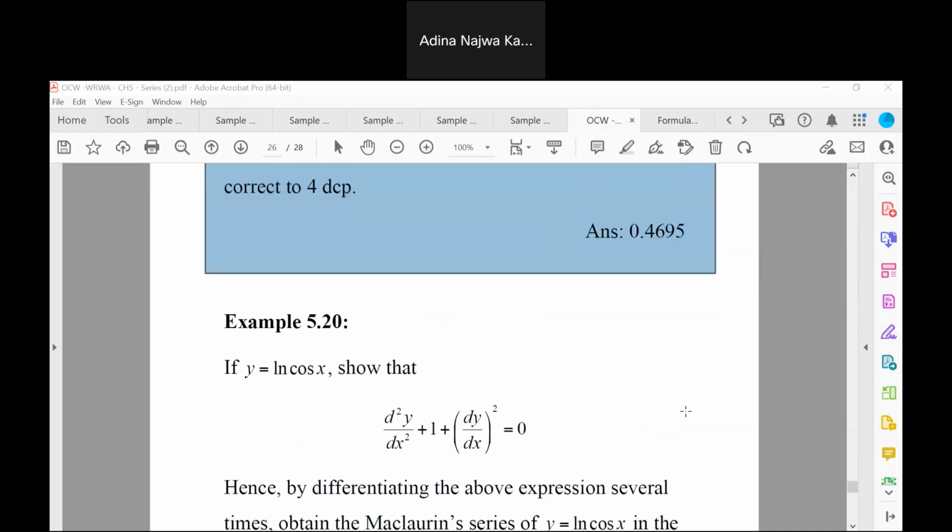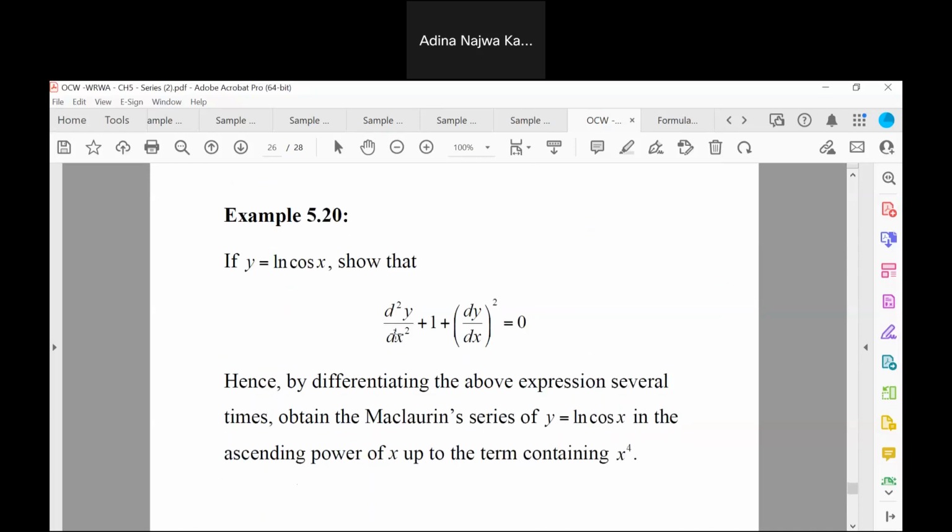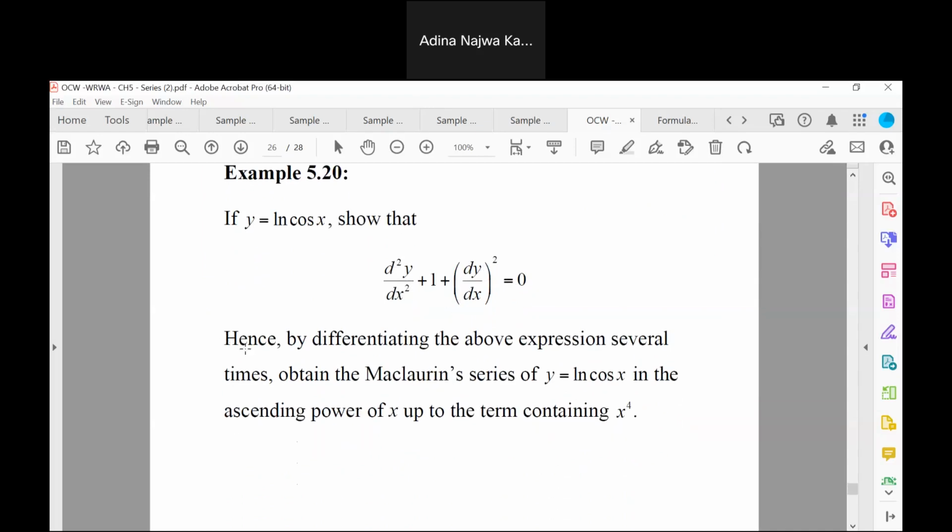Example 5.20. If y is equal to ln cos x, show that. So we have another differentiation question here. Show that d2y/dx2, which is the second derivative of your y, plus 1 plus (dy/dx) squared is equal to 0. So you have to find dy/dx and the second derivative, and then please show this. Hence, by differentiating the above expression several times, obtain the Maclaurin series of y.